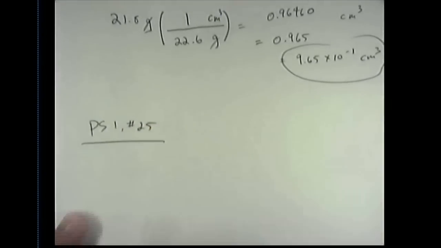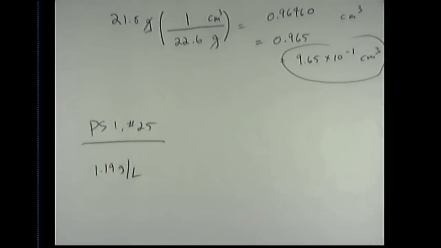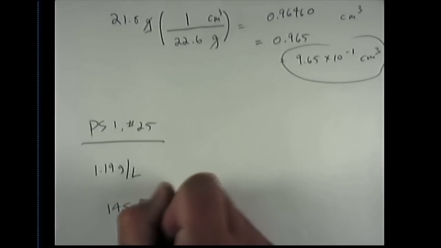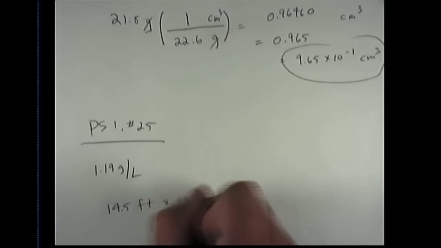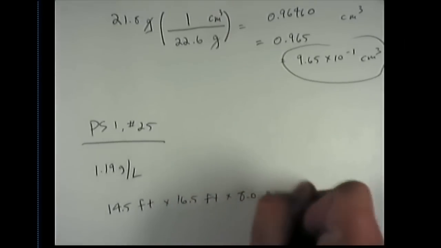In our final problem, question number 25, we are given the density of air as being 1.19 grams per liter, and we're asked to calculate what the mass would be of a volume of air that occupies a room measuring 14.5 feet by 16.5 feet by 8.0 feet.